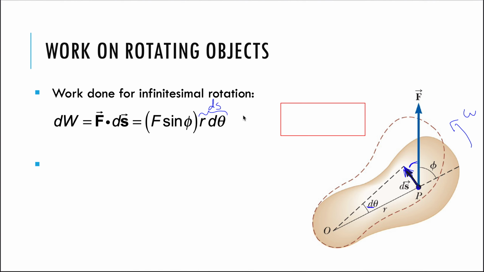We can make one more simplification. Can you see what it is? We have F sine phi r. What does that look like? Well, that looks like torque. So the work done for an infinitesimal rotation, this dW, is equal to torque d theta.